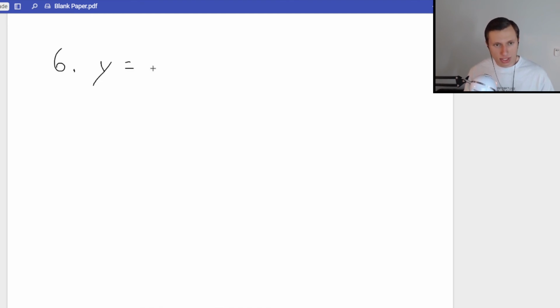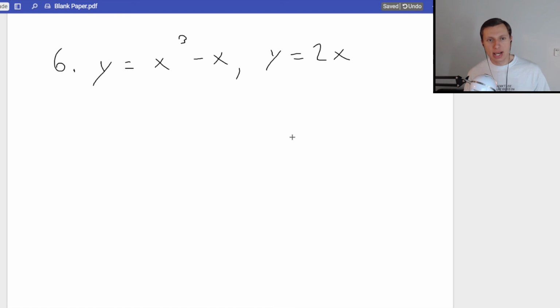Y equals x cubed minus x and y equals 2x. I'm going to tell you right now, y equals 2x you can probably draw. Y equals x cubed minus x, I don't even know how to draw that without looking at a graph. If you want, you can plug in points. You can plug in -1, 0, and +1, and whatever other points you want to check. But I'm telling you right now, for this one, this is not easy to draw.